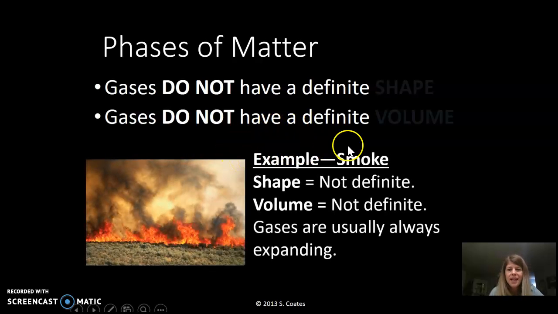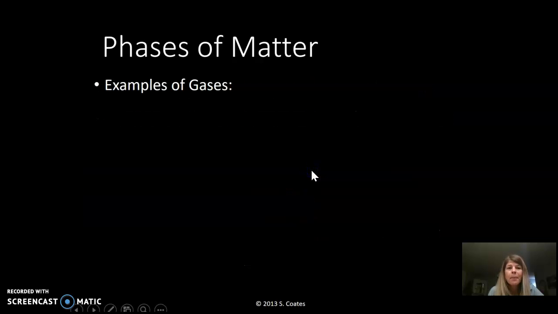Okay, let's look at an example. Smoke. Shape, not definite. Volume, not definite. Gases are usually always expanding. They fill the space of whatever container they're in. Here's some examples of gases.